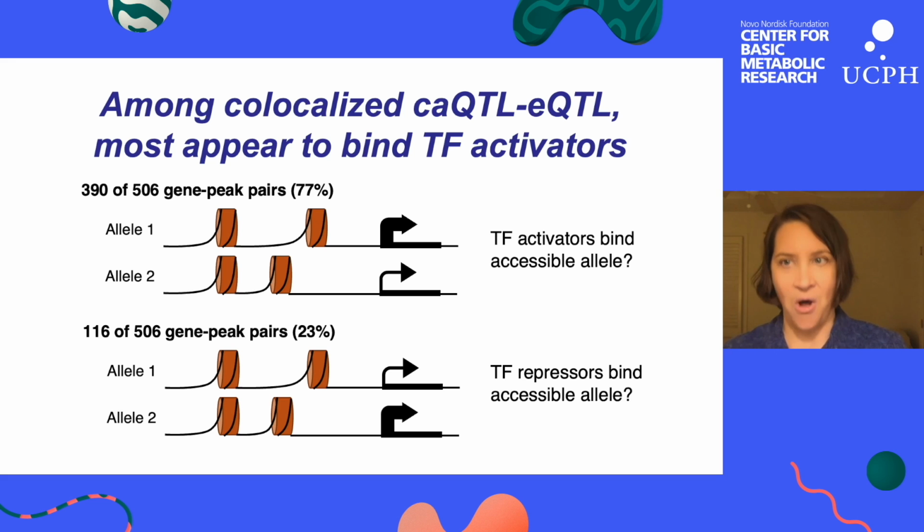We looked across all of the examples of these co-localized signals and found that 77% of the gene to peak pairs appear to show binding of activators. So these might be more considered proper enhancers, whereas around 23%, it looks like perhaps a repressor is binding. So maybe this is more like a repressor.